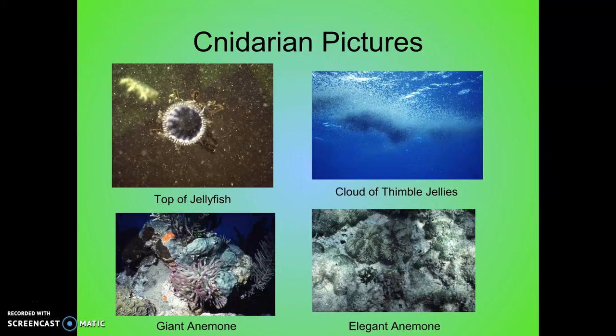And these are a couple different pictures. These guys here are called thimble jellies, and they are literally the size of like part of your thumb. You have giant anemone and some elegant anemone that are also in this phylum.